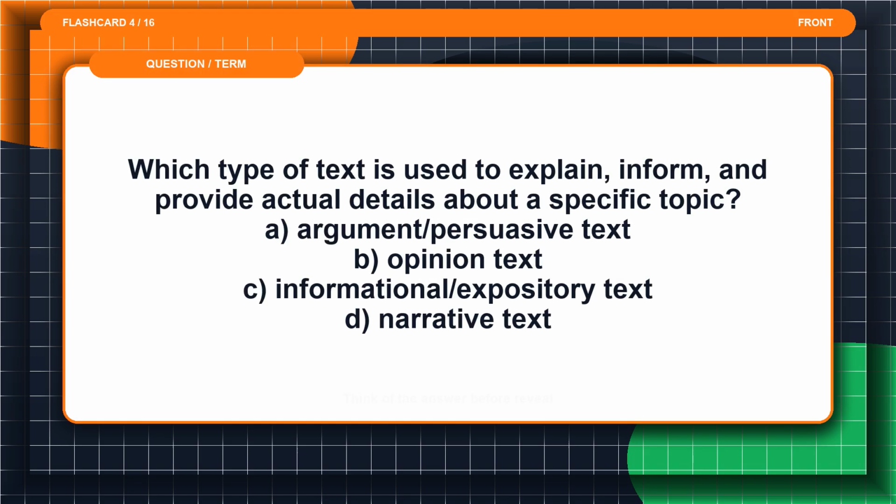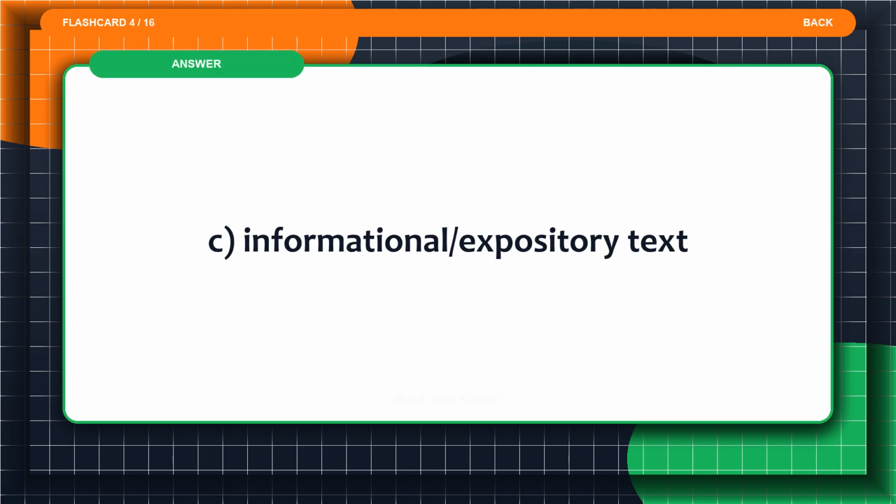Flashcard 4. Which type of text is used to explain, inform, and provide actual details about a specific topic? A. Argument/persuasive text. B. Opinion text. C. Informational/expository text. D. Narrative text. Think of the answer before the reveal. The answer is C. Informational/expository text.